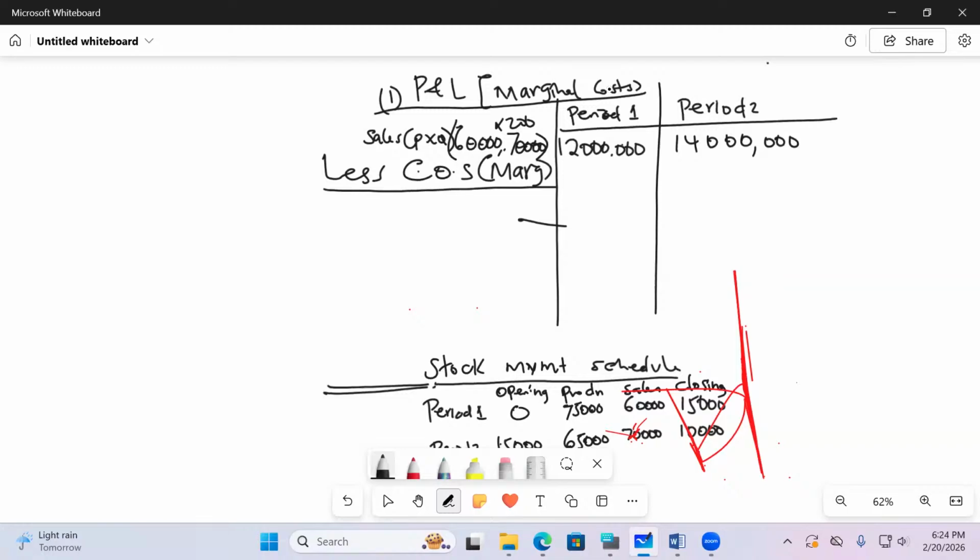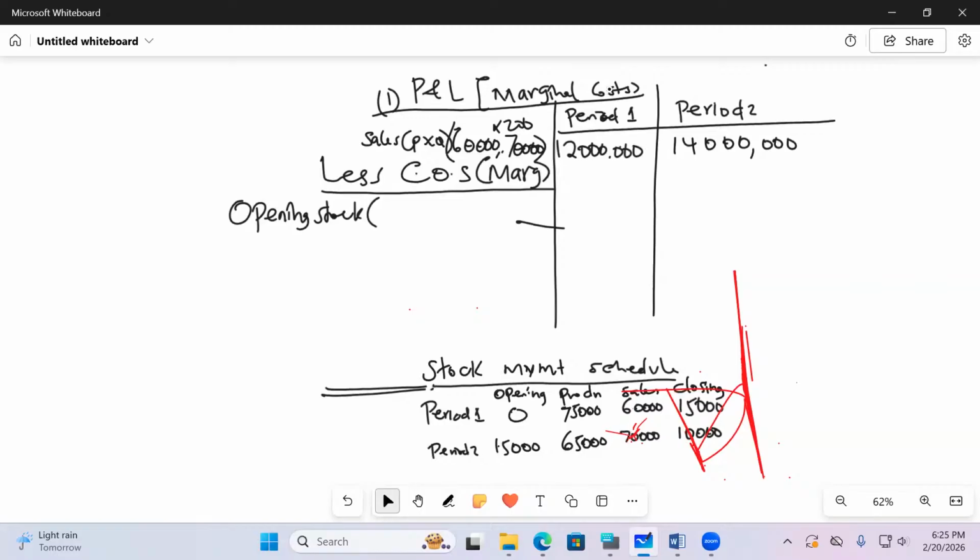Whenever they talk of cost of sales, what comes to our mind, my good students? Opening stock plus purchases? No, we are not. We are a manufacturing firm. Production, isn't it? And then we less closing inventory. So we start with opening stock. Are you able to see the opening stock units? It is 0 and what here, somebody? 15,000. So it is 0 here and 15,000 for period 2.